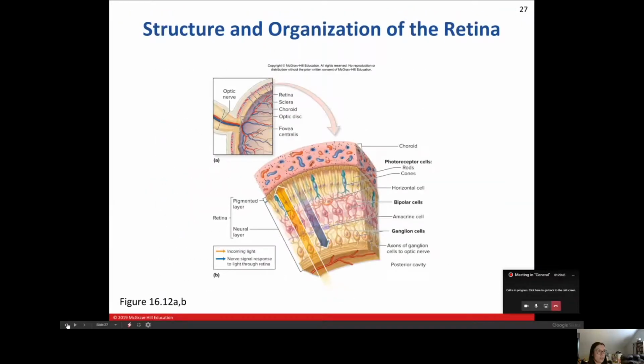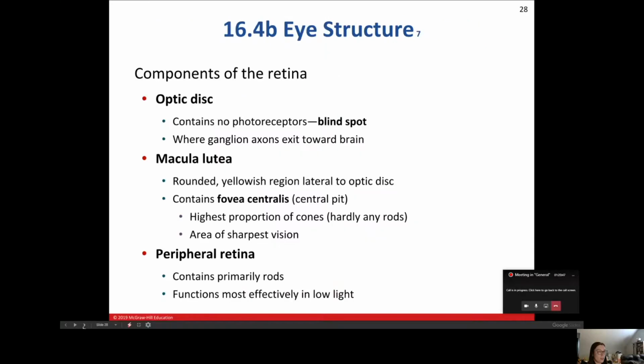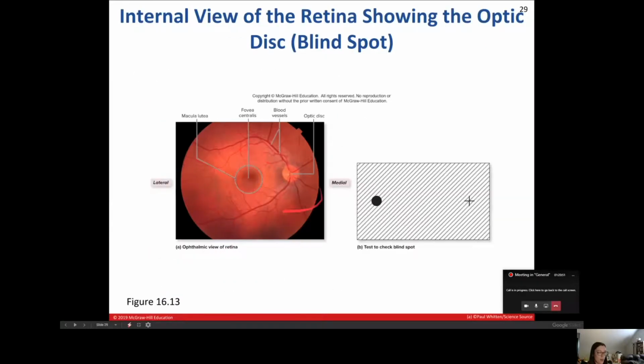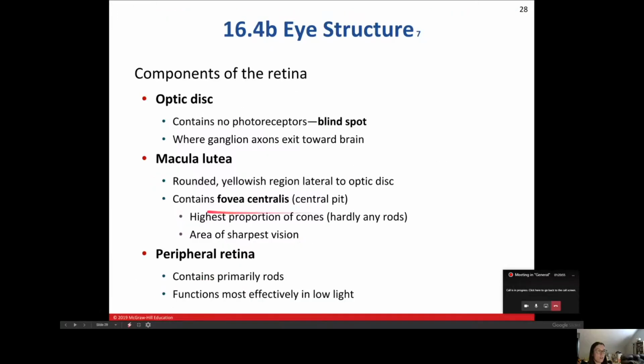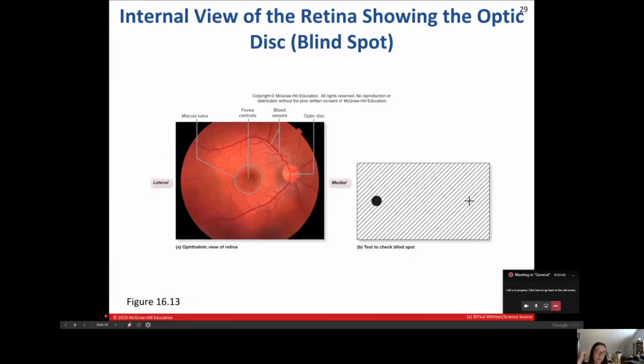Let's see. I think that's about it. The peripheral retina is everything outside. So this part is the peripheral retina, and it's going to be mostly filled with rods. The cones are concentrated at the fovea centralis, whereas the peripheral retina has mostly rods, and it's mostly efficient in low light, but rods do not see color, and they're not quite as sharp.